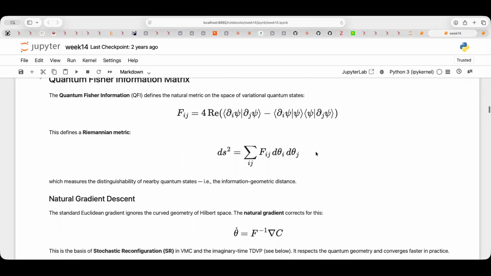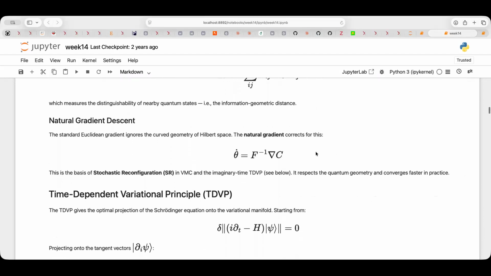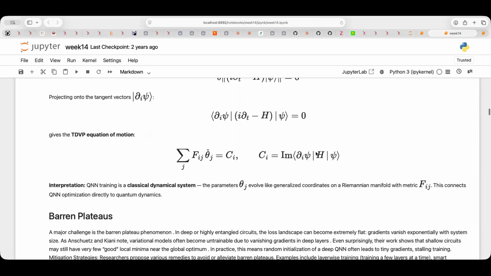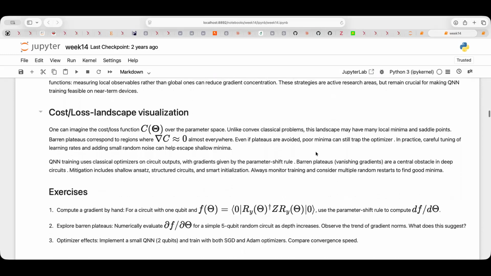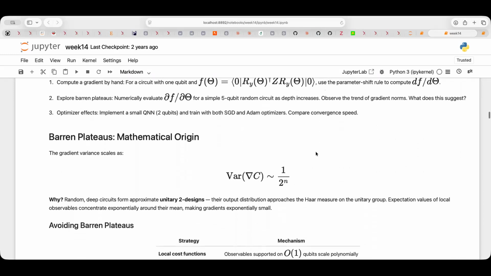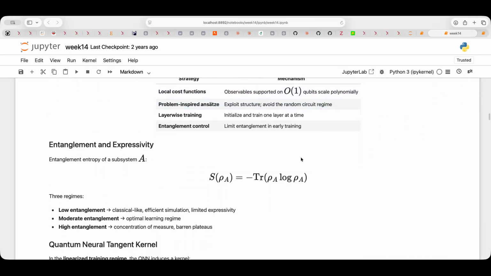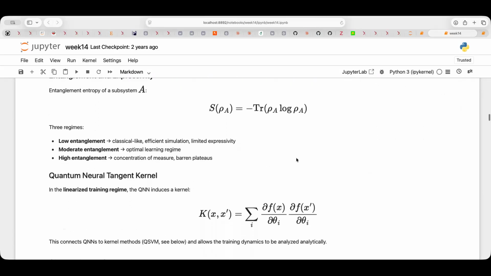So for those of you familiar with neural networks, this is just a kind of variant of a neural network, except that we have a network which is actually much more shallow. So I'm going to just go through the example here. This is just a discussion of how to avoid barren plateaus.